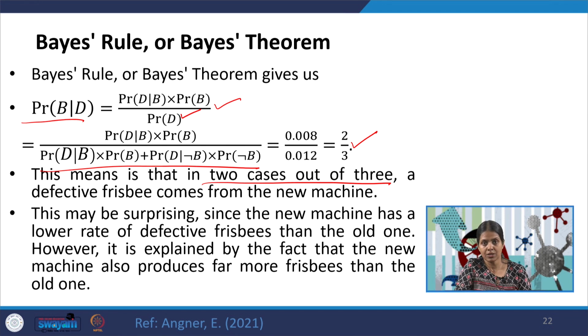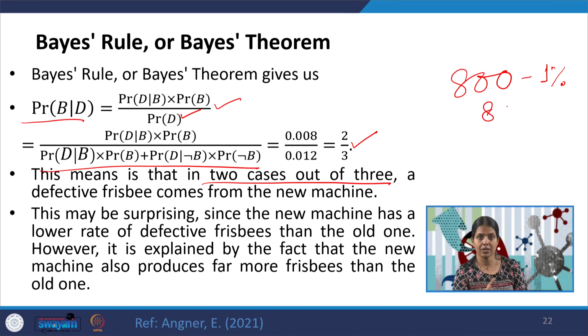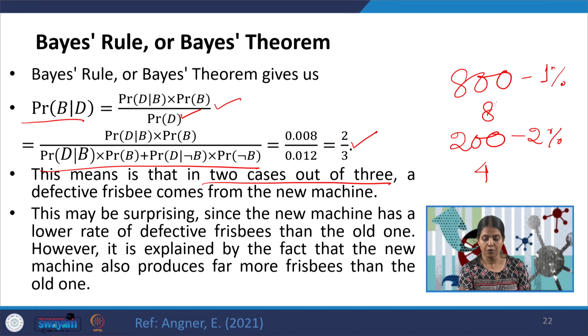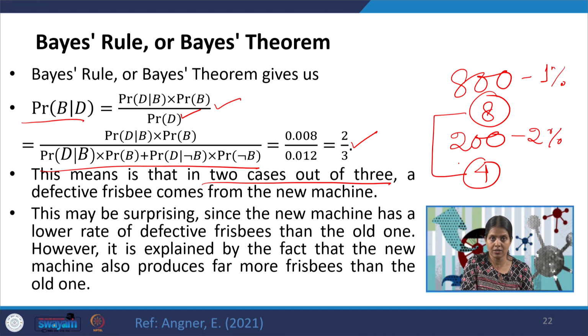So, the new machine produces 800 Frisbees per day, and 1% of 800 Frisbees turn out to be 8 defective Frisbees per day, while the old machine produces only 200 Frisbees per day and 2% of 200 is only 4. So, as a result you can see that overall the new machine produces a larger number of defective Frisbees, even though it produces a larger number of Frisbees in total. So, with this I come to the conclusion of this module.